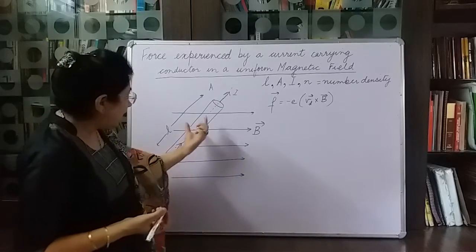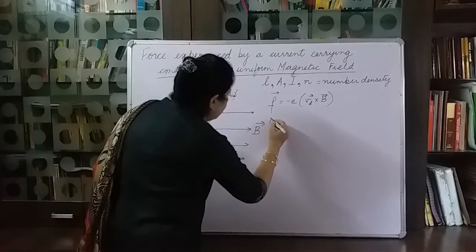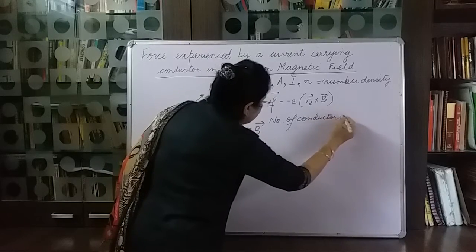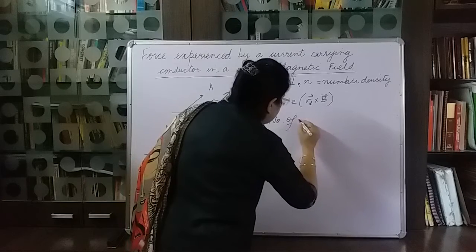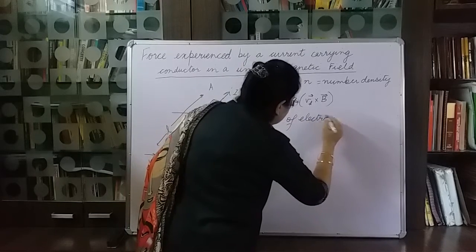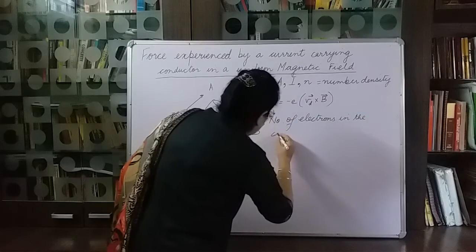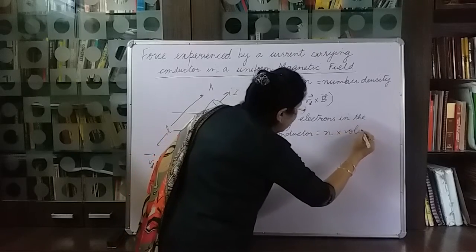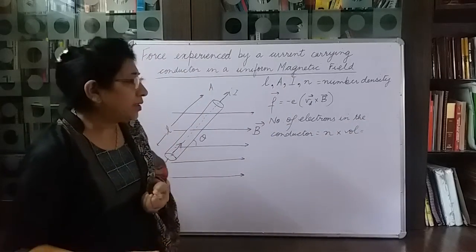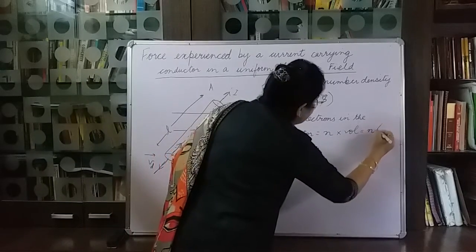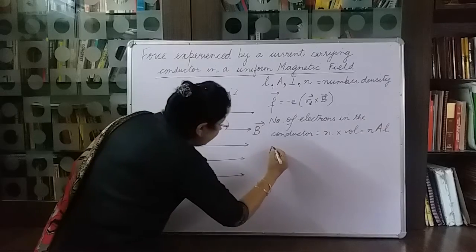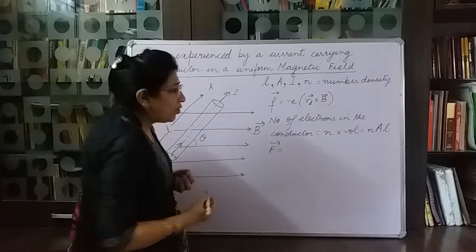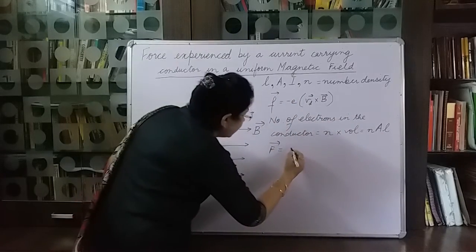How many electrons are there in this conductor? The number of electrons in the conductor will be n into the volume, and the volume is A into L. Therefore, the total force experienced will be the force experienced by one electron into the total number of electrons.